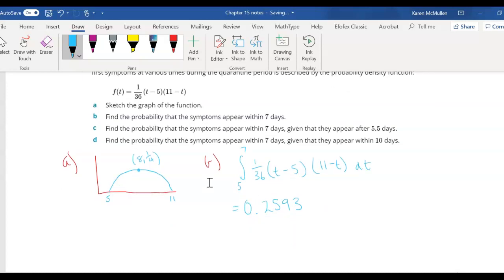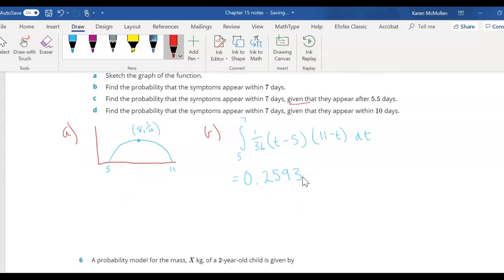Find the probability that the symptoms appear within 7 days, given that they appear after 5.5 days. All right, so this is a conditional probability. Remember, you're looking for the phrase "given that" for conditional probability. So let's just set that up. Oh, we don't have much space left. It's okay. So we want to find the probability that the symptoms appear within 7 days, X is less than 7, and given that they appear after 5.5 days, and then that's over our second condition.